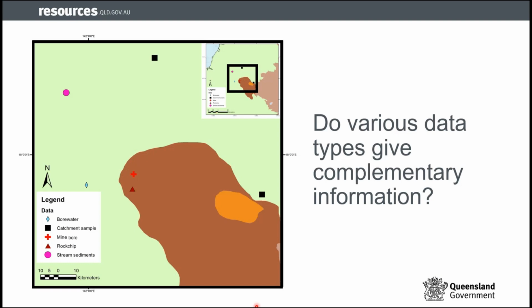Before I begin, I've got a little teaser for you. Look at this map and ask yourself this question: do the various data types in this map complement each other, or are they complementary information? Here we have catchment chemistry, stream sediment chemistry, boreholes with rock chips, and water chemistry. I know that you smart people will probably have the answer by now, but I won't give you the answer because we will come back to this later on. It's something to think about because this is one of the themes of the presentation itself.